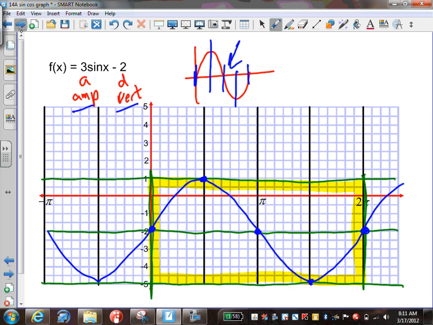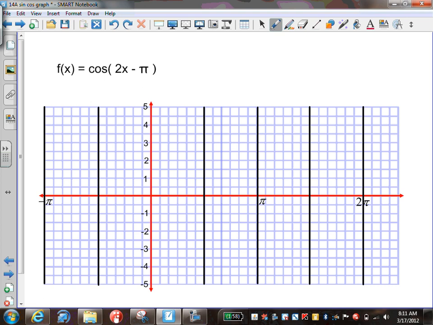I'm going to do one more graph here, and this one, notice it's a cosine. So I'm just going to sketch off to the side what a cosine graph looks like. The cosine graph starts high at +1, goes down to -1, and then back up to 1.